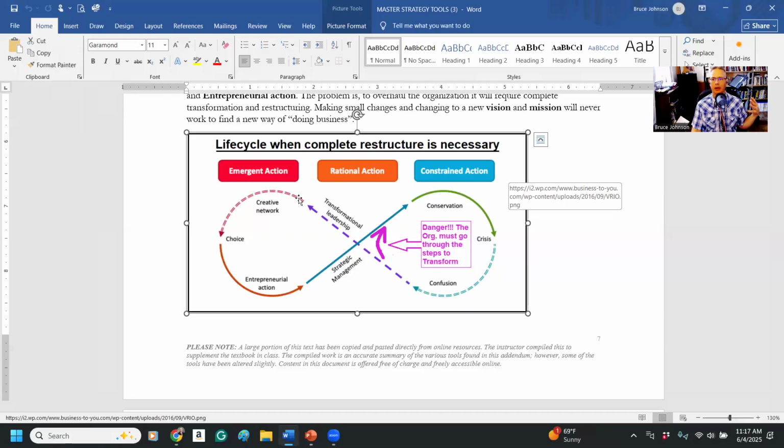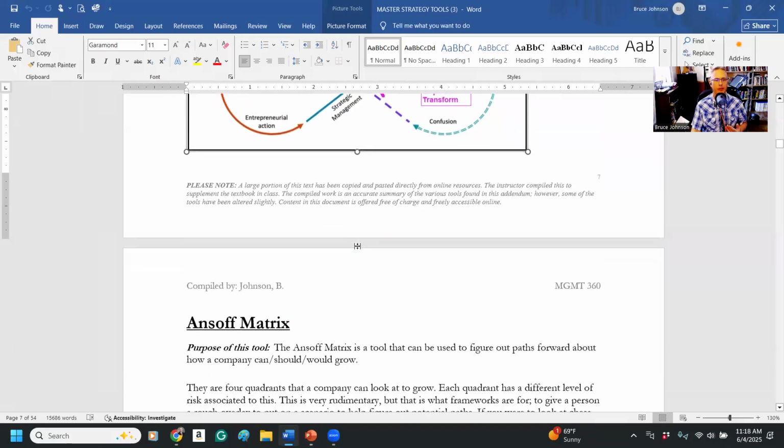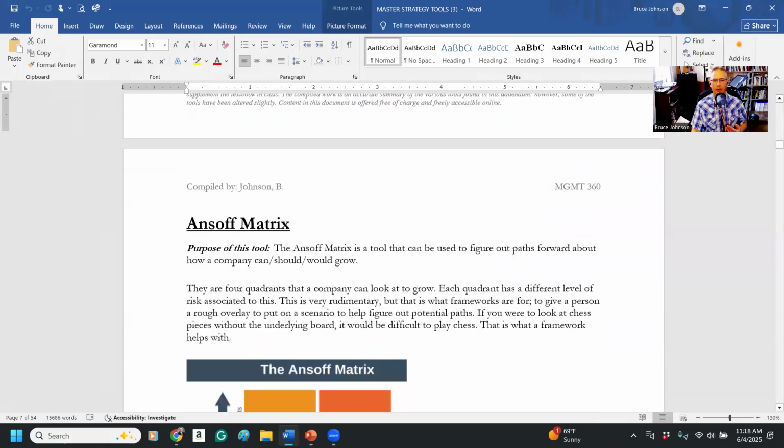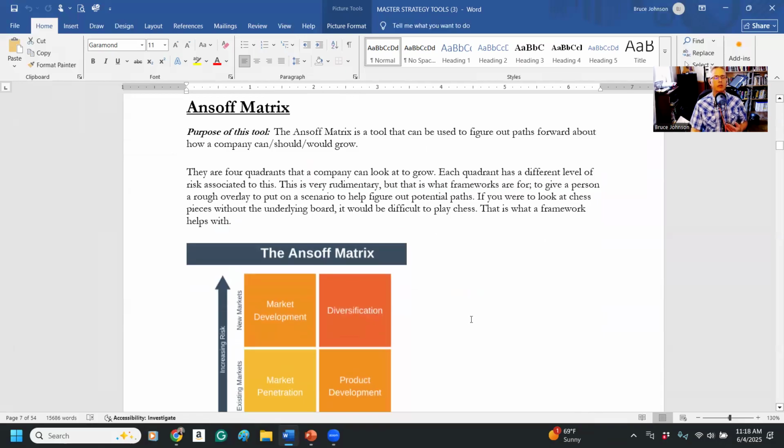Then we try to figure out, well, what are our options? And then selecting an option and testing it out, which is entrepreneurial. And then we figure out, yep, this works. Then you're in the growth cycle again, and you're in the strategic management function where you scale it. So I really like that diagram. That's helped me out a great deal. And that gets us into the Ansoff Matrix.